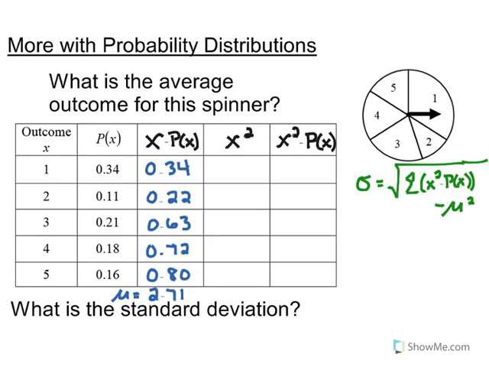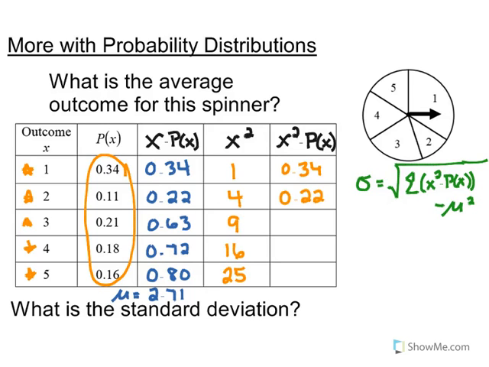Okay, so x squared is again going back to the original numbers over here. So I'm squaring these numbers. So 1 squared is 1, 2 squared is 4, 3 squared is 9, 4 squared is 16, and 5 squared is 25. And now I'm going to take this column, x squared, and multiply it by the p of x column right here. So now I'm doing 1 times 0.34 is again 0.34. Now I'm going to do 4 times 0.11 and get 0.22.